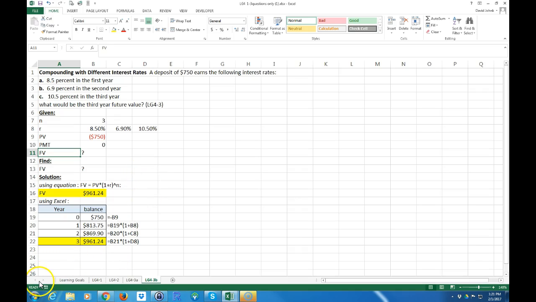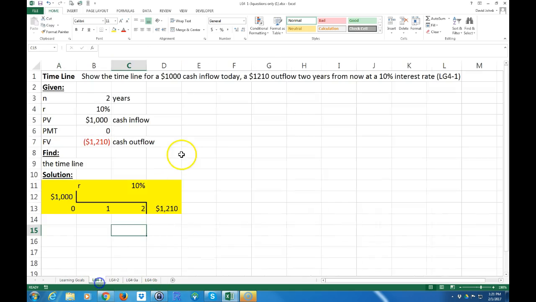So hopefully that helps. If you're doing this for class, again, I expect every student to do this on their own and submit their own spreadsheet. I can tell if you guys copied, and you don't want to do that.